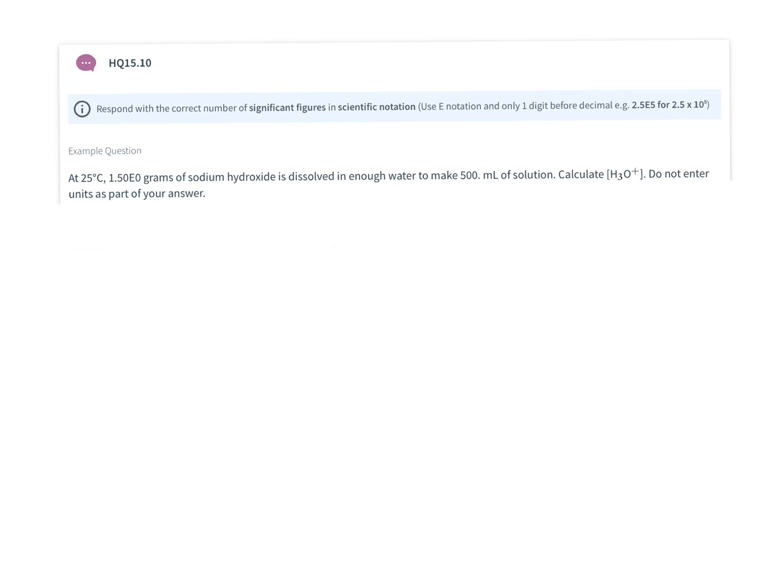For question 15.10, we're given a mass of sodium hydroxide dissolved in 500 milliliters of water and then asked to calculate the hydronium ion concentration of that solution. So the first thing, all of these calculations depend on concentration, and we're given mass and we're given volume. So our first step should be to take the mass of sodium hydroxide and the volume that it's added to find concentration. So step number one, we need to find moles of sodium hydroxide.